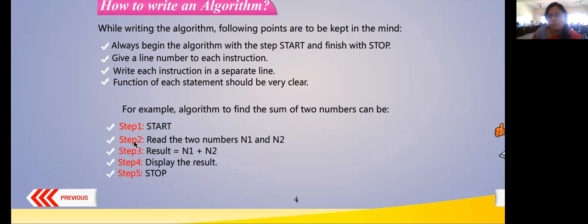So this is how you write an algorithm. Step-by-step instructions in a proper sequence is called an algorithm. And every time you're writing an algorithm, you're supposed to make sure it has a start point and a stop point. Give a line number to each instruction. Write each instruction in a separate line. The function of each statement should be very, very clear.